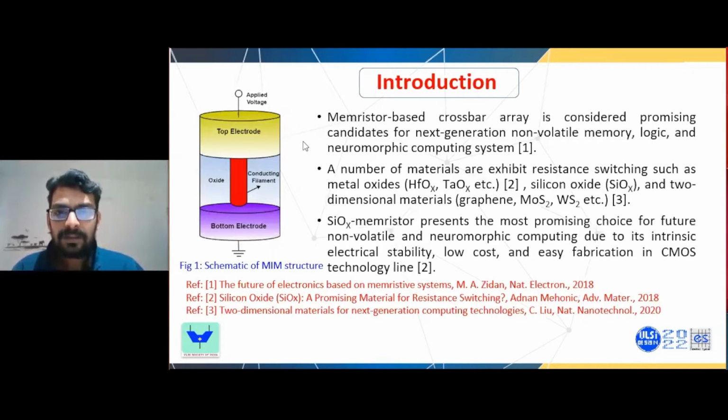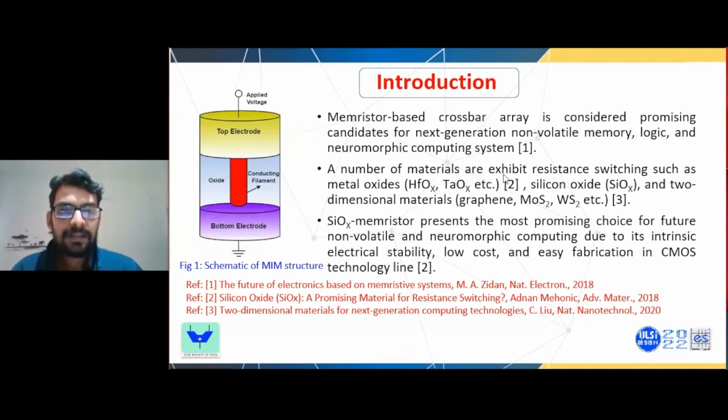So let's start with the memristor. A memristor is a simple two-terminal, three-dimensional device which consists of an MIM structure, that is, the top electrode is metallic and the bottom electrode is metallic, and in between, an oxide layer is sandwiched, that is insulating in nature. Also, the memristor is highly scalable with higher integration density, which makes it a promising candidate for next generation non-volatile memory, logic, and brain-inspired computing applications.